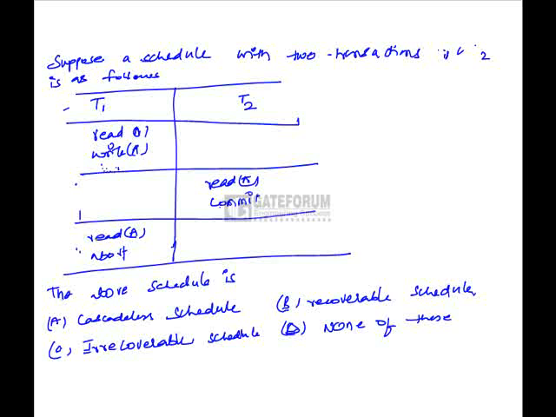That means here we have to roll back transaction T1, but we cannot roll back T2 as it is already committed. So we can say this schedule is irrecoverable. Why? Because here we cannot recover the status of the database by rolling back the transaction T2. So here the correct option is option C.